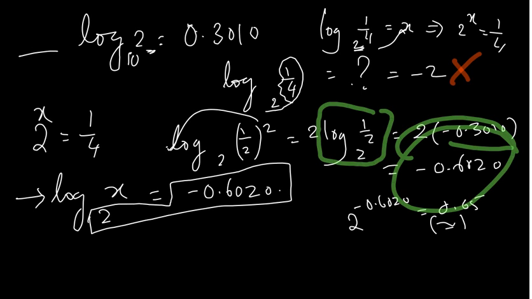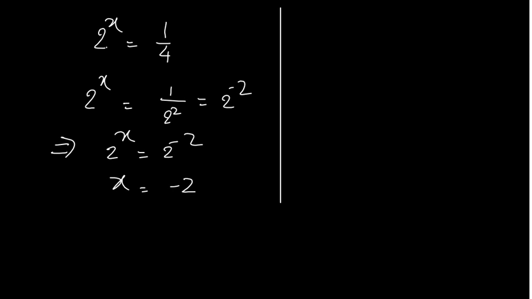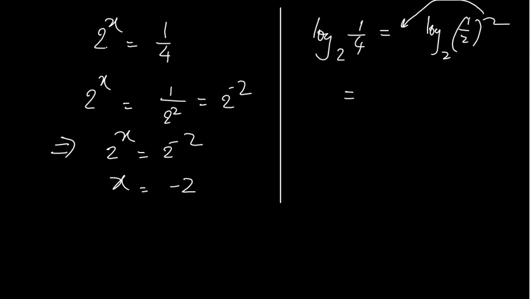Log 2, right? That's for log 2. Now I will do that same thing here. I'll do that again. You had log 1 by 4 to the base 2. Then we have written this as log to the base 2 of 1 by 2 whole squared. Then this 2 comes in the front. So we wrote this as 2 log 1 by 2 to the base 2.